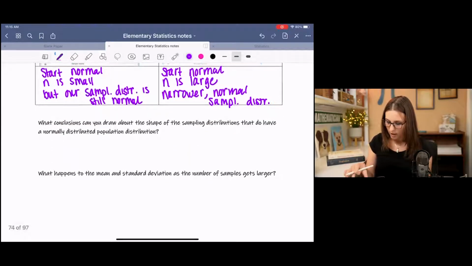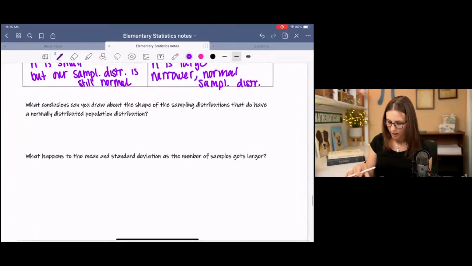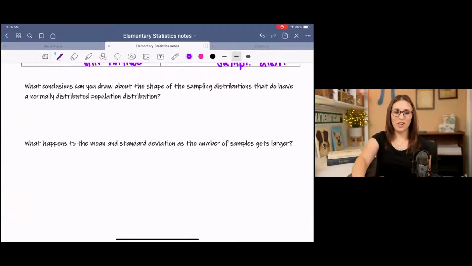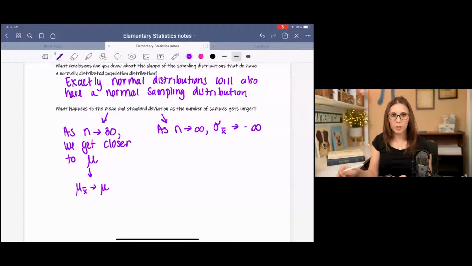So let's look at some conclusions for this. Again, pause it, fill out your conclusions, come back and check it with mine. Hopefully you were able to write something close to this. It doesn't have to be exact, but as long as your main ideas are the same, you're good to go.